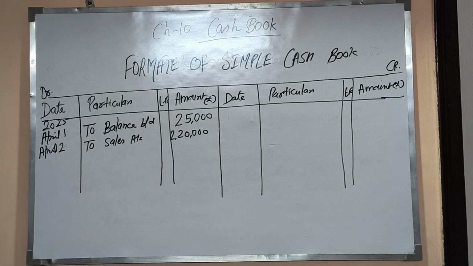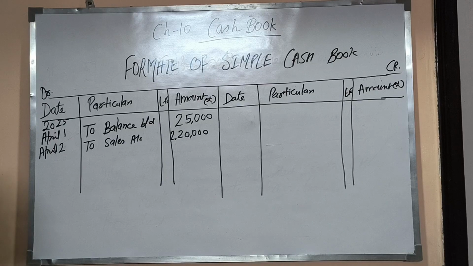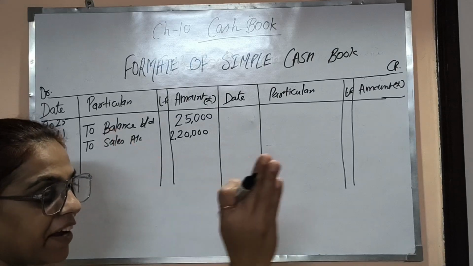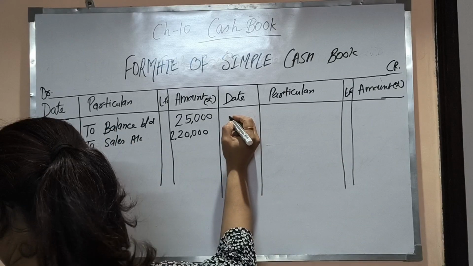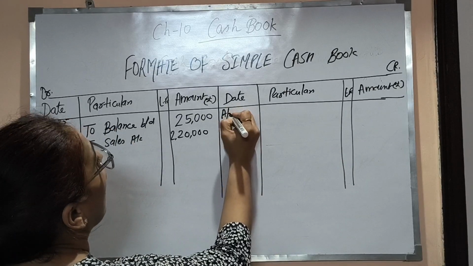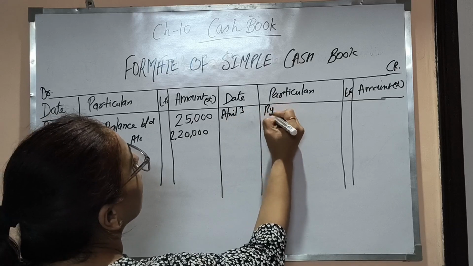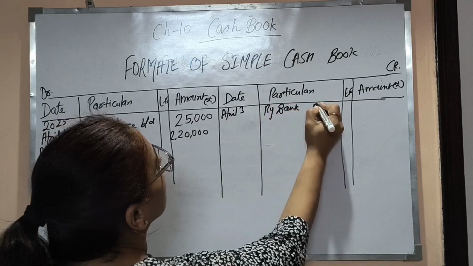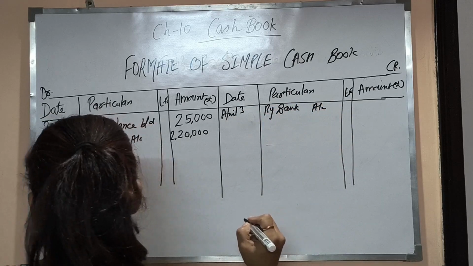Next is deposited cash into bank. Deposited cash into bank means that we deposited money from our business into the bank. Clear? It means credit, what goes out, cash went out. It is recorded on the credit side. April 3, by bank account. Amount is 2 lakh.